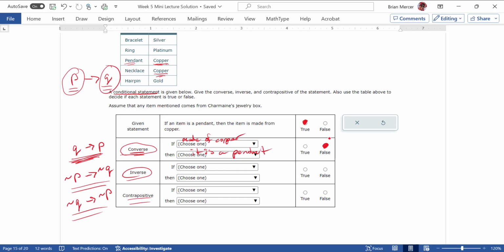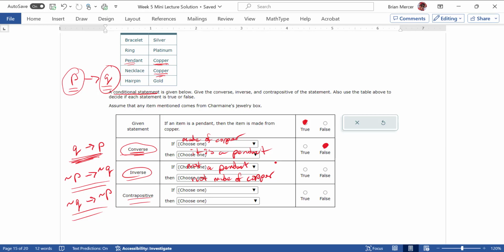The inverse is negate the original statement. So if it is not a pendant, then it is not made of copper. So that would be negating each of the original statements, and then still keeping it as if-then.